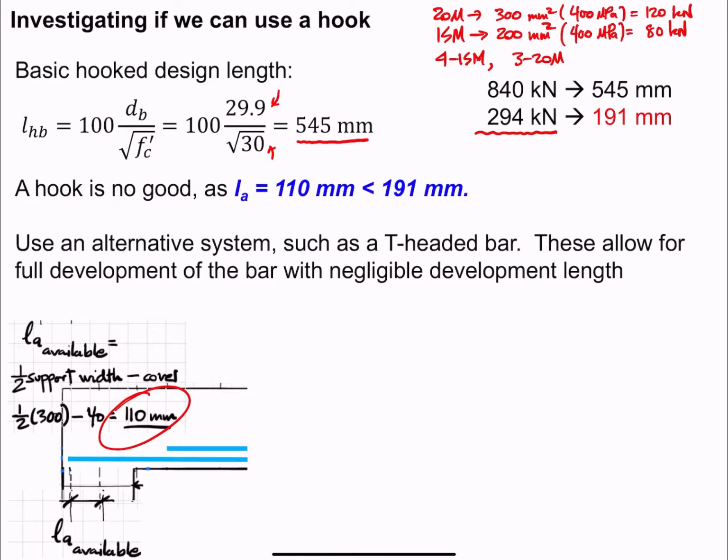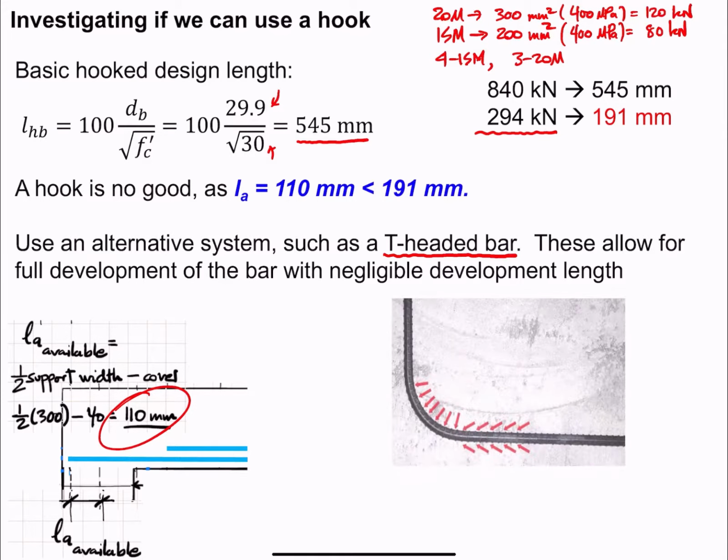For example, if you use a T-headed bar, if the hook doesn't work, a T-headed bar is just a bar that is welded or attached to a plate. The idea is that all the force is going to transfer via bearing to the concrete, not through bond, but through bearing.